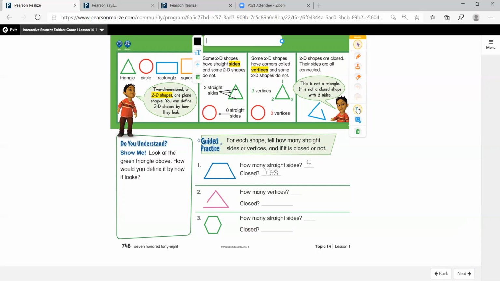So if I wanted to describe my triangle, I would first think about the sides. And when I count the sides of my triangle, I count 1, 2, 3. There are 3 straight sides. So the triangle has 3 sides.